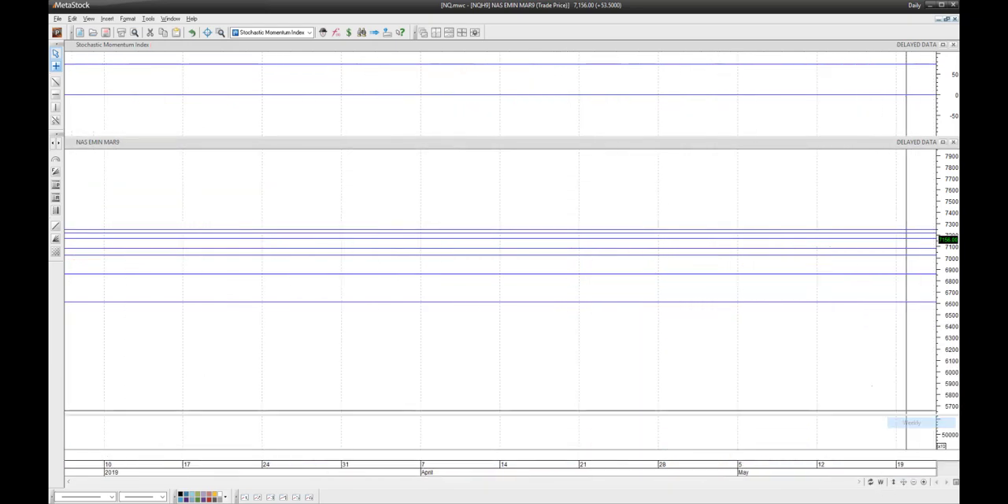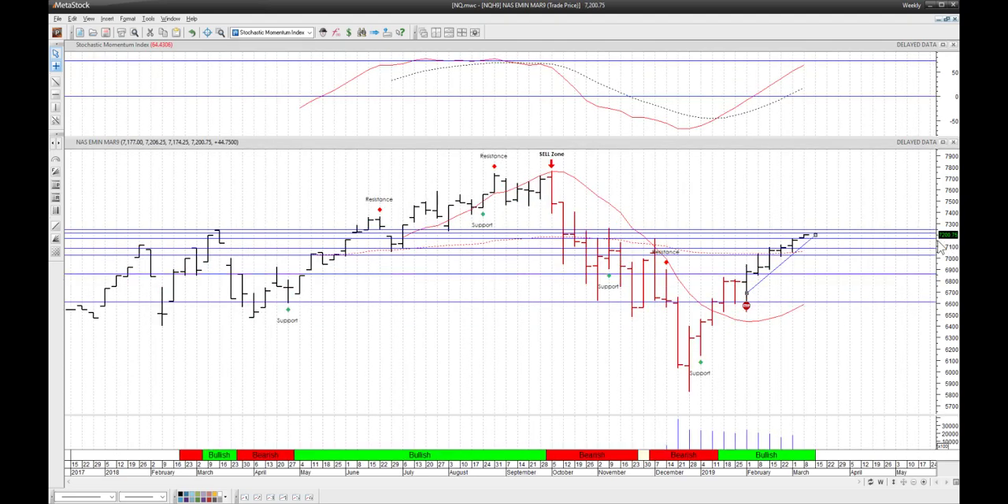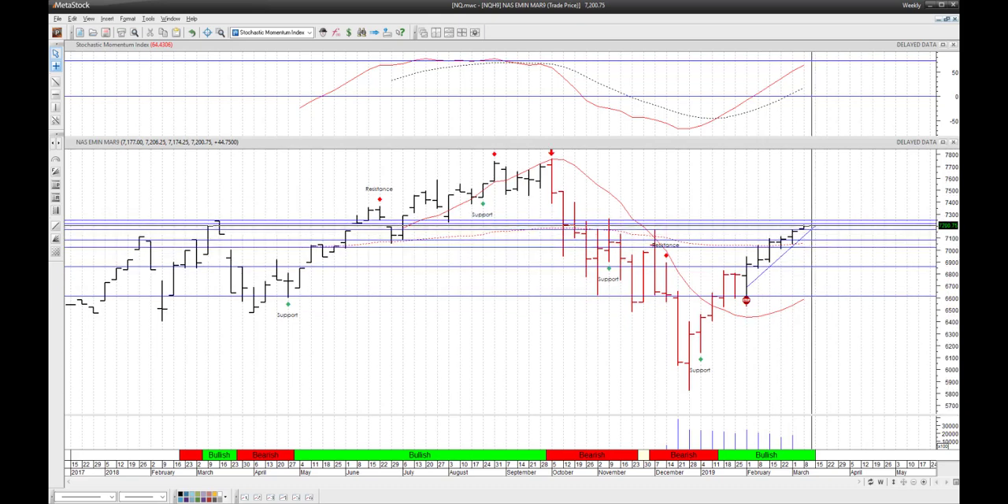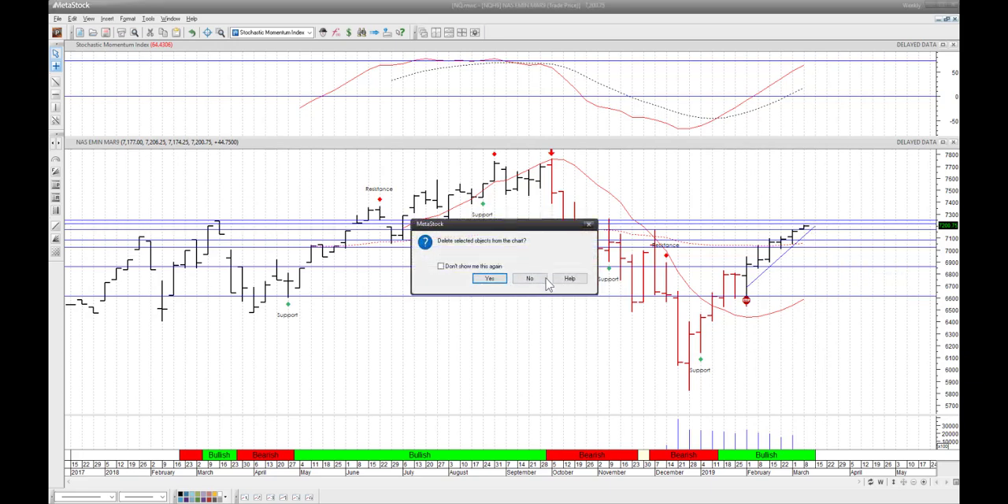If we take a look at the weekly formation, we're going to see that what we've been doing is grinding through these motions. And I'm going to delete this line.